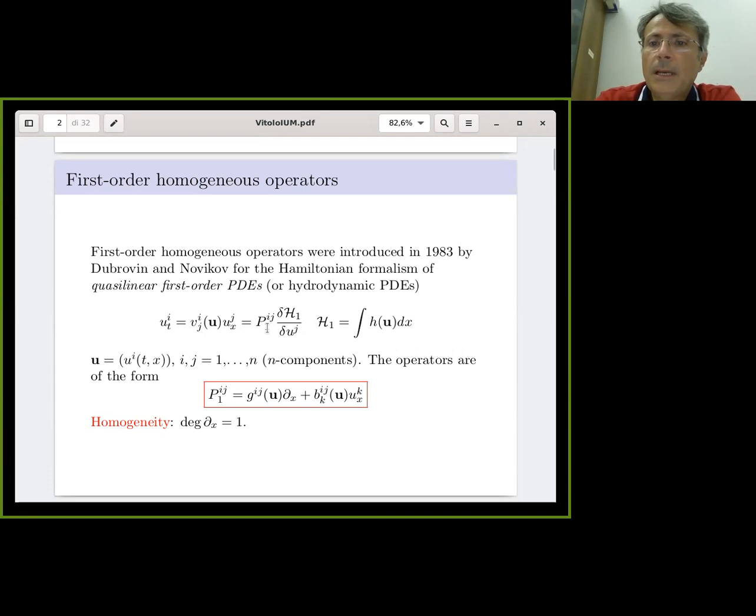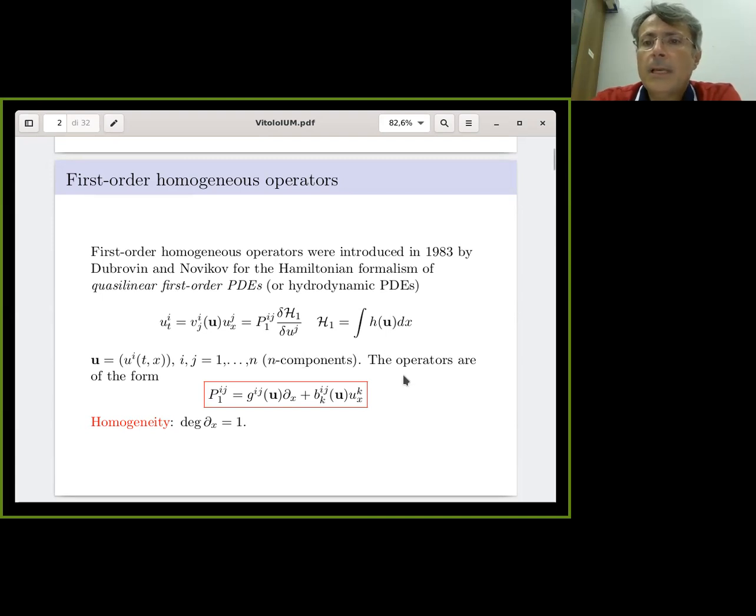If the system can be put in Hamiltonian form using a first-order homogeneous operator, then the system can be written in the form of a first-order differential operator, P1^{ij}, calculated on a vector function, which is the variational derivative of a Hamiltonian density, which is H1 here.